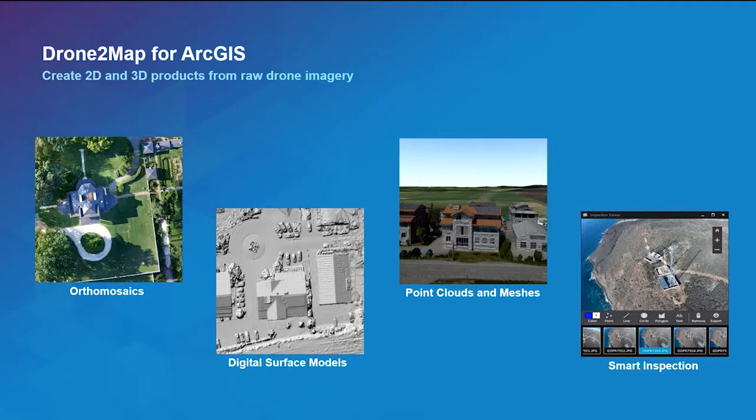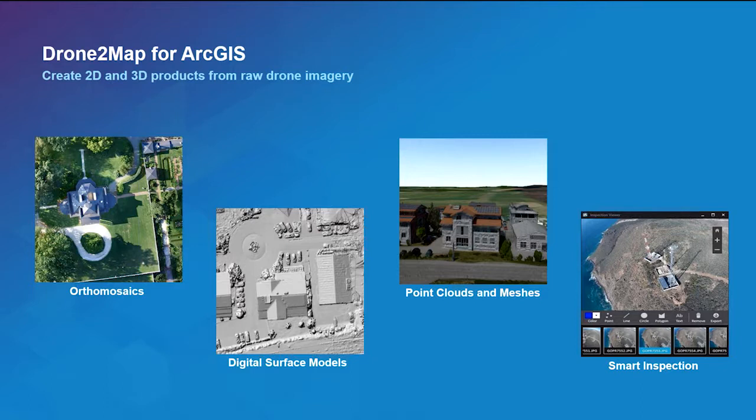Second product there, the black and white one, is a digital surface model. You're all familiar with that. This is the elevation above ground or the ground surface of features, the rooftops, trees, and so forth. A very helpful product.